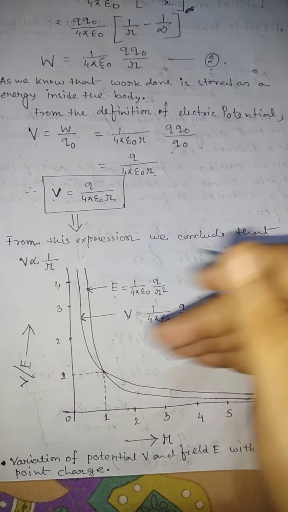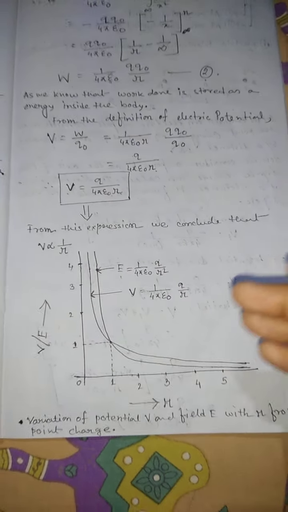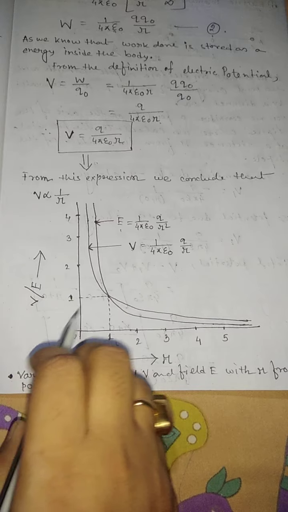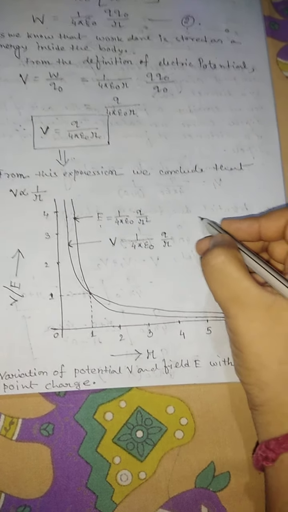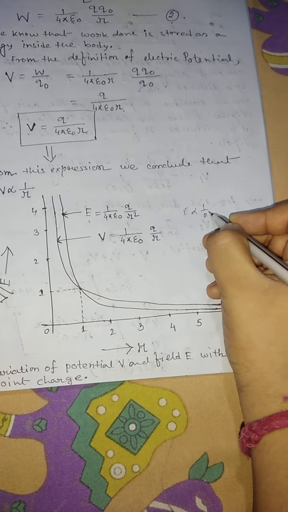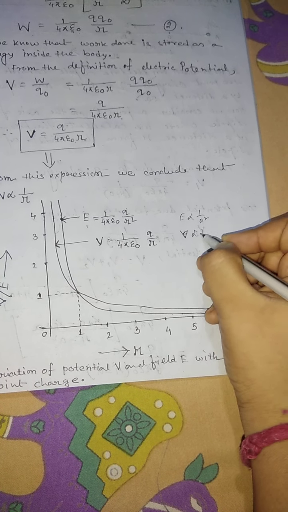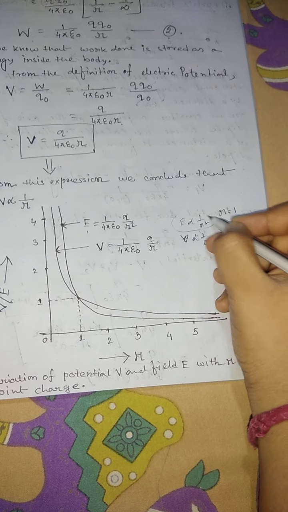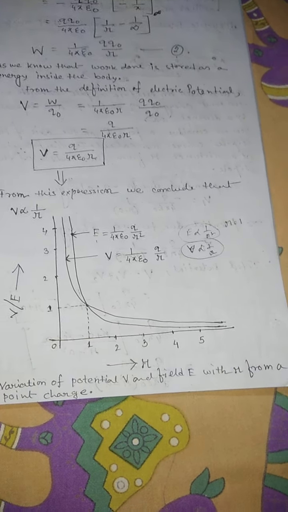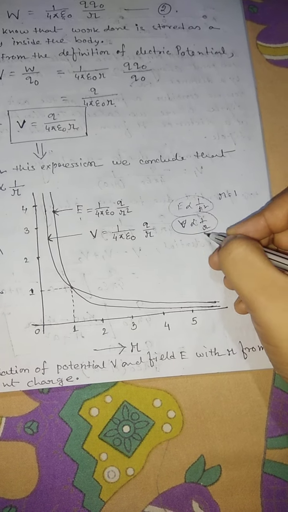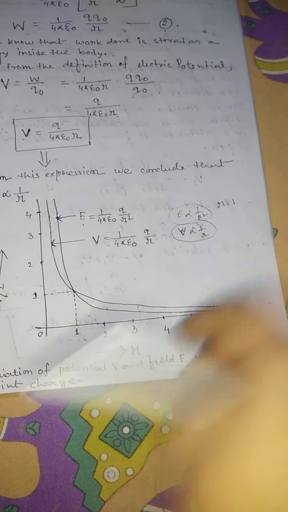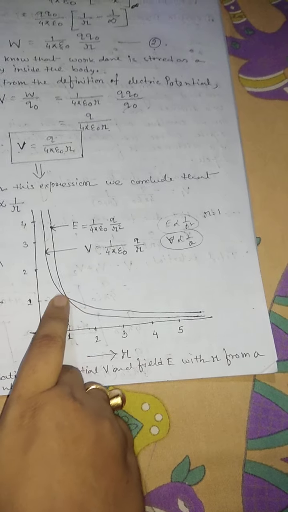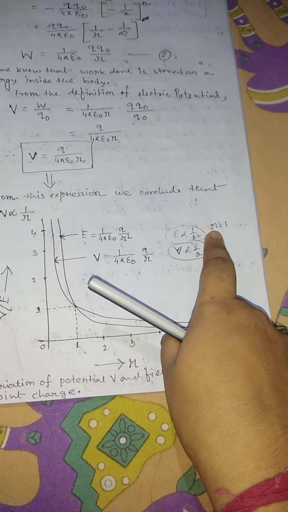If we plot the variation of potential and electric field E with r for a point charge, we get this type of diagram. Here you see that E is proportional to 1 by r square and V is proportional to 1 by r. So if the value of r equals 1, at that point the values of E and V will be equal, because 1 square is 1 and 1 by 1 is also 1. So this is a coinciding point, when the value of r is 1.